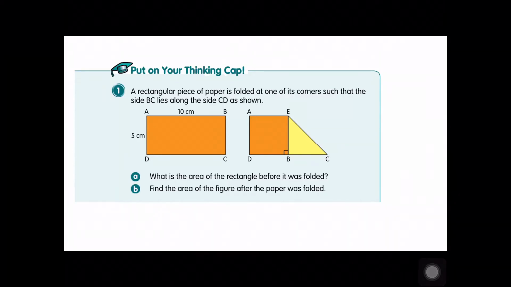You can see a rectangle ABCD. It has a length of 10 cm and a breadth of 5 cm. After that, it is folded and it became the figure on the right side, which is AECD. To find the area of a rectangle, it is length times breadth. The length is 10 cm, the breadth is 5 cm. So it is equal to 50 square centimeter.